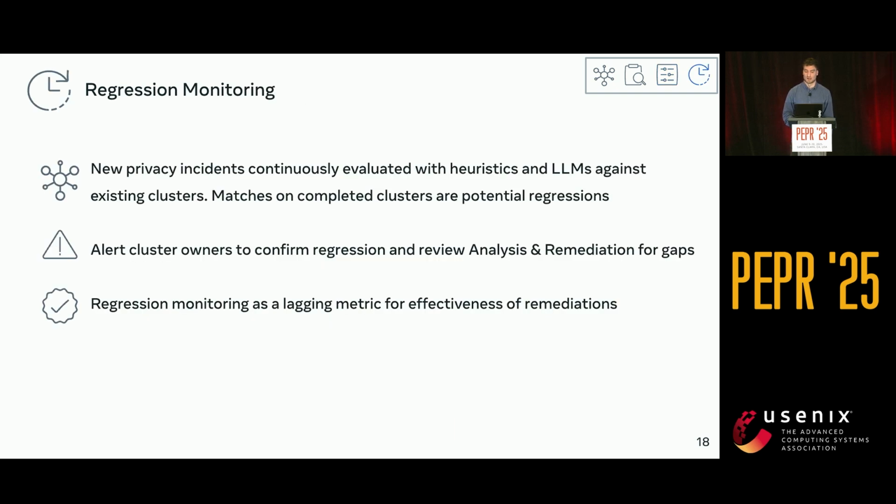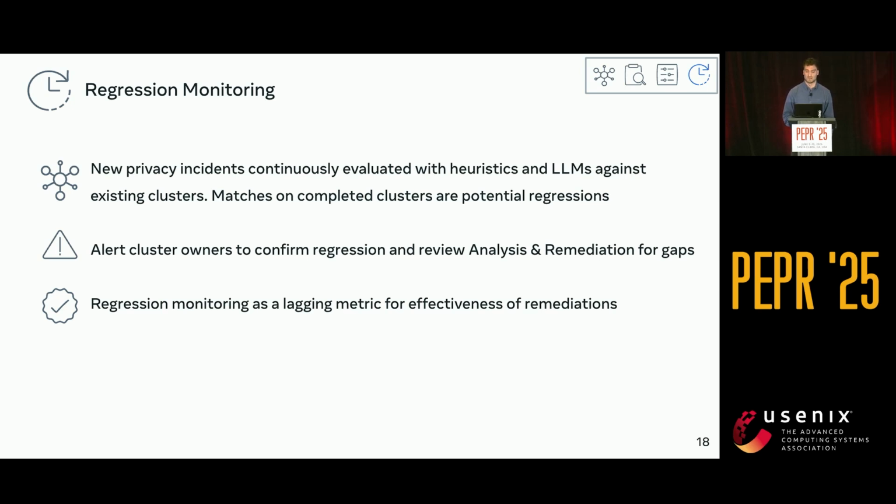But the work doesn't stop after remediations are implemented. We continuously evaluate new privacy incidents against clusters with the heuristic and LLM methods to detect potential regressions. When this happens, we kick off automatic alerts to cluster owners to confirm if it's a true positive regression, and if so, to review our analysis or remediation work that should have prevented that privacy incident but didn't. If necessary, we reopen these workstreams to address gaps.